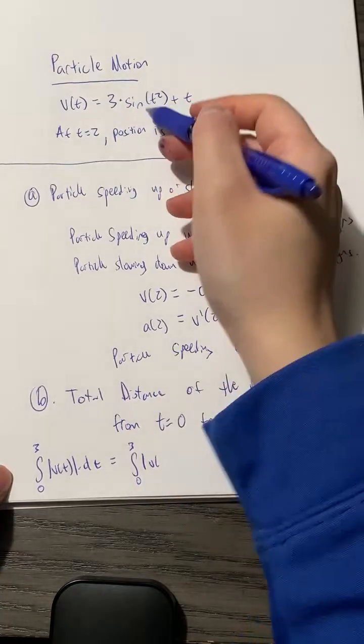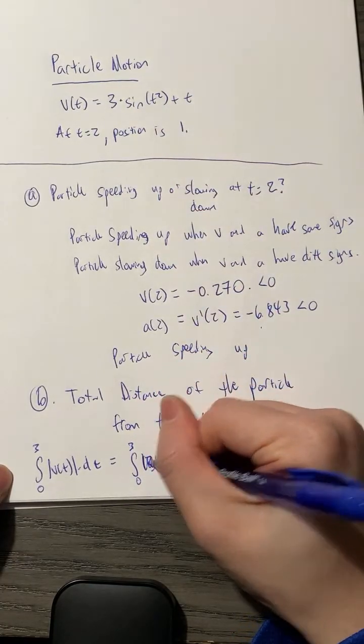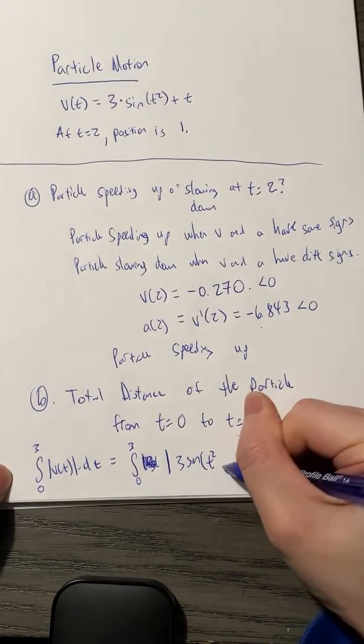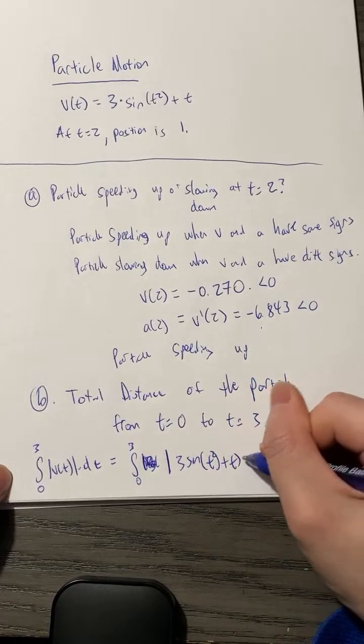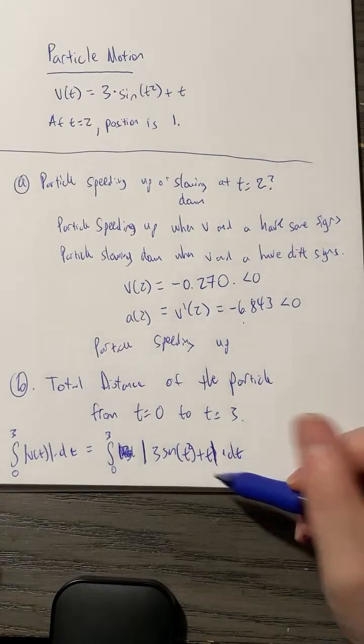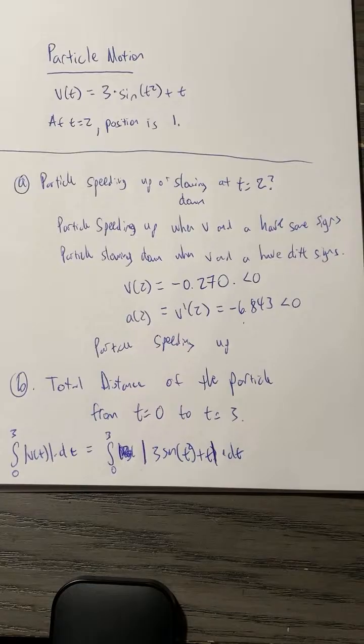I guess I'm writing the same thing. If you want, you can type it in a calculator here. So let's rewrite this. It's the absolute value of 3 sine of t squared plus t. Close the absolute value bars, and then we're going to write dt. Just be wary that when you're typing this in a calculator, the absolute value goes inside the integral and not outside the integral. Give me 1 second as I type this into my calculator.